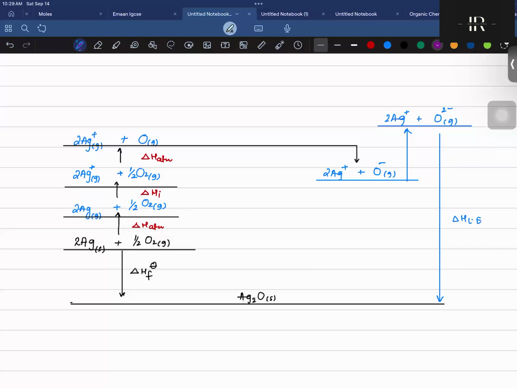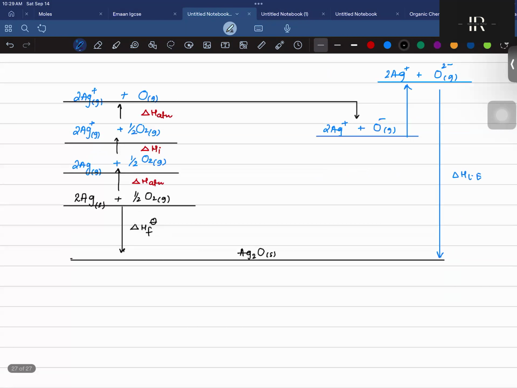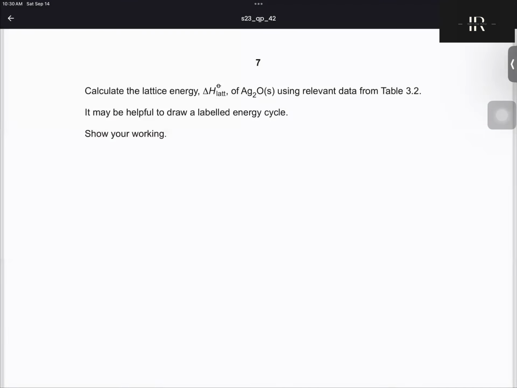Hopefully you made it like that. This is a Born-Haber cycle for silver oxide, right? I'm putting in the values to find out the lattice energy. Okay, let me just check the values.